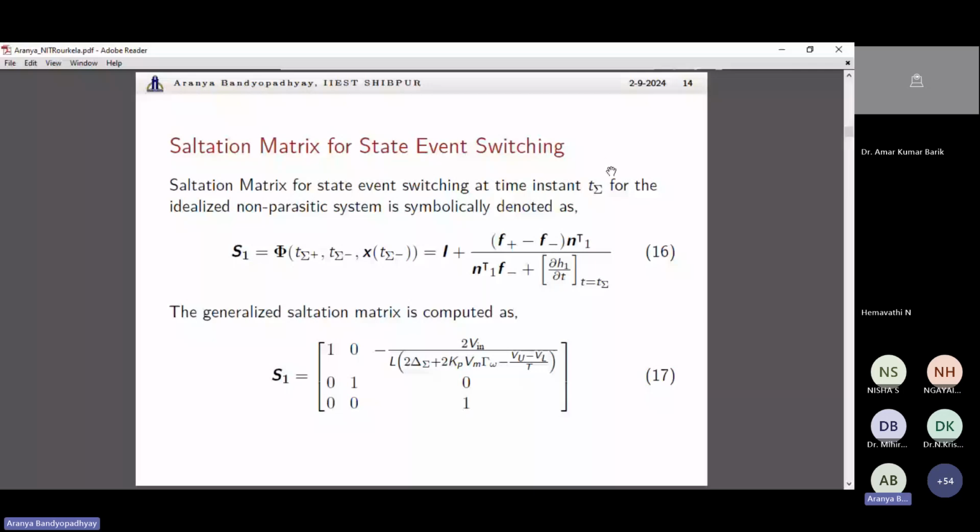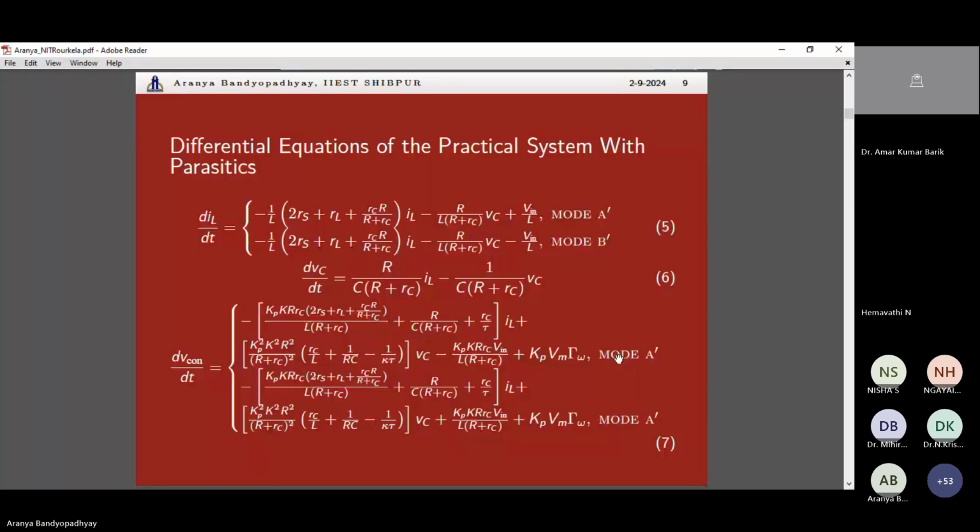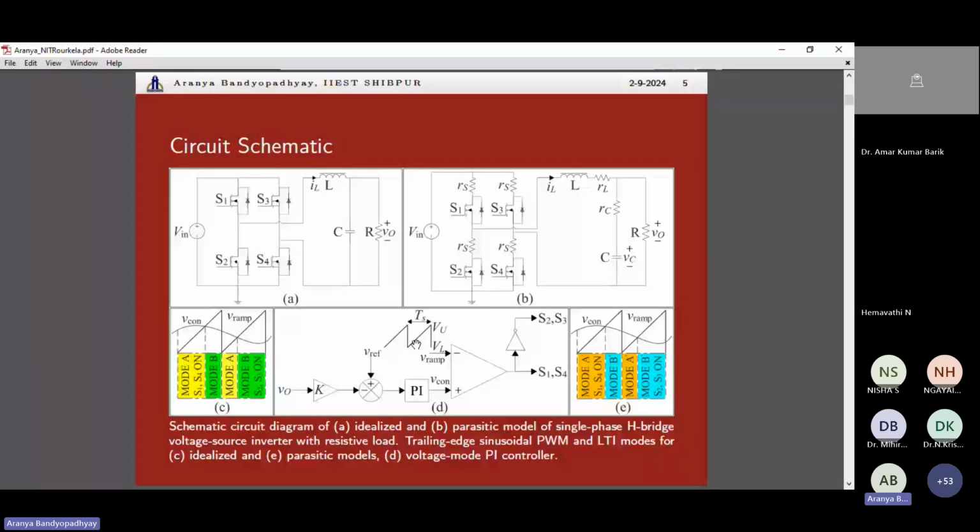Now, the haltation matrix for the third order system: this is the state transition matrix which takes into account how the perturbation evolves through the switching event. This is how it would look for the state event switching, when mode A is going to mode B, right? This one. When mode A is going to mode B, at that point there will be a switching.